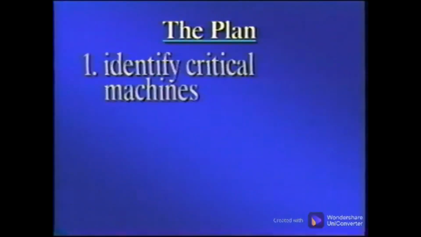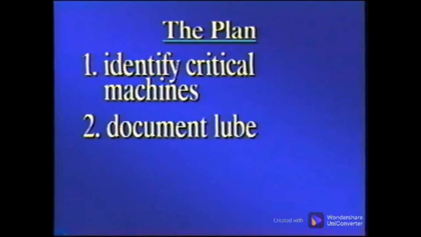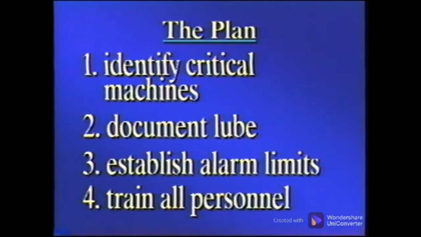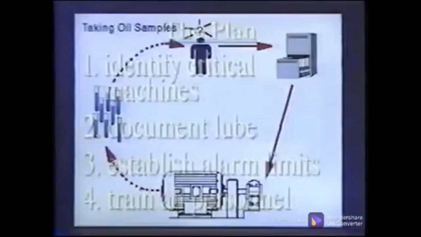The plan begins with identifying machines and processes which are critical to plant production or critical from a safety standpoint. Next, document the lube type and the environment it is used in. Then establish alarm limits and target cleanliness levels along with the required oil testing appropriate for the machine type and lube type. Train all personnel involved so each one will have the big picture of the lube analysis program, as well as the specifics for proper sampling, handling, and testing of the lubes.